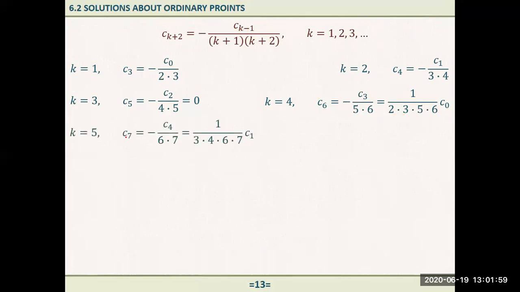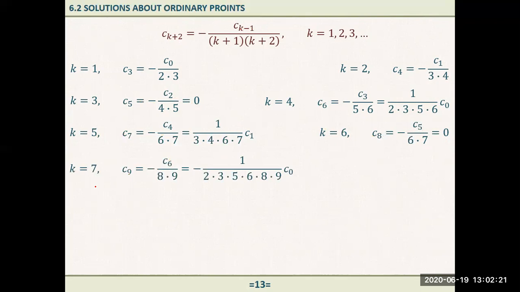In a similar way, we can find c sub 7 when k equals 5. Substitute here, we get this expression. When k equals 6, that is 6 plus 2, here we have 8. 6 minus 1 is equal to 5. What is c sub 5? c sub 5 is equal to 0, and 0 divided by this number is equal to 0.